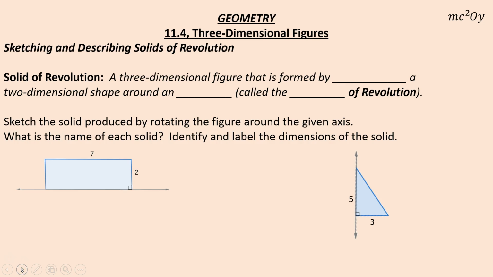Let's go ahead and talk about sketching and describing solids of revolution. So a solid of revolution is a three-dimensional figure that's formed by rotating a two-dimensional shape, for instance a rectangle, around an axis. And we call that axis the axis of revolution. So here's our axis of revolution. Our job is to sketch the solid produced by rotating the rectangle around the axis. Name the solid, identify and label the dimensions.